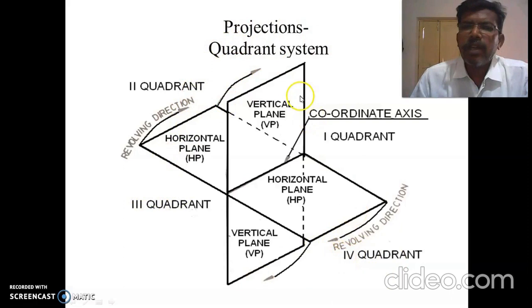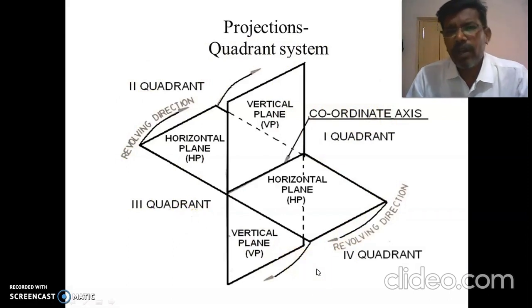So this is a very clear explanation of the quadrant system. There are four quadrants in a quadrant system. This is one, behind is two, below is three, and below in front is four. So four quadrants are there. On these four quadrants it depends that when an object is placed in different quadrants, the view of its projection, that is the orthographic projection of that particular object, is going to be obtained in a different manner.